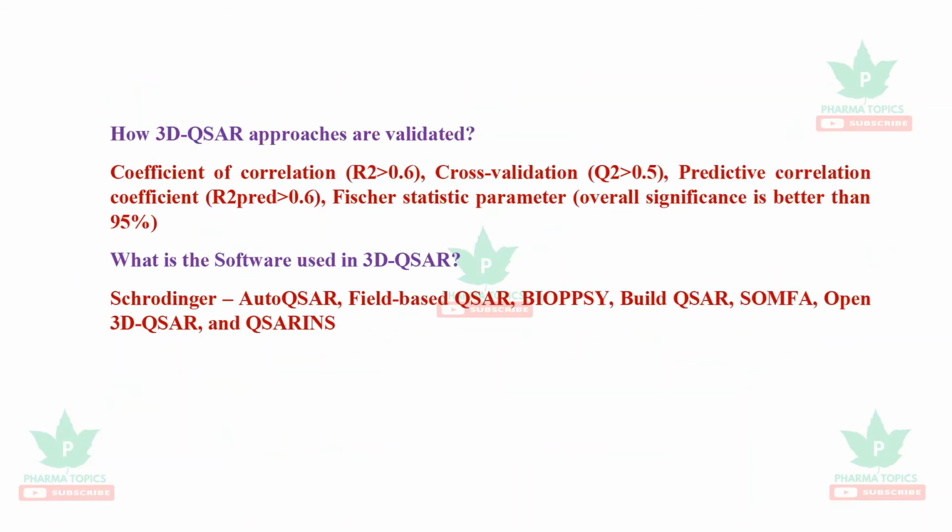How are 3D approaches validated? They are validated by these methods. Coefficient of correlation, R2 value should be greater than 0.6. Cross validation, Q2 value should be greater than 0.5. Predictive correlation coefficient, R2 pred should be greater than 0.6. Fisher statistic parameter, overall significance should be better than 95%.